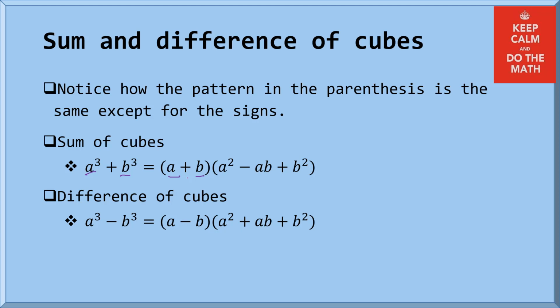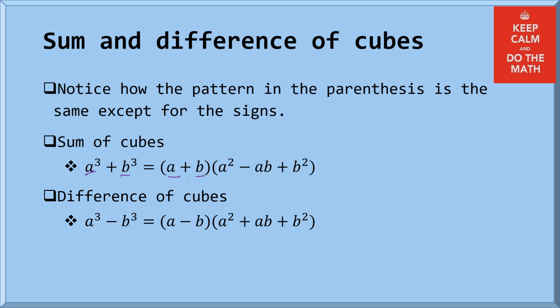Notice that in the sum of cubes, the first binomial matches. It has a plus sign in the original expression, has a plus sign in the binomial. The next open space to put a sign in is after a squared. That one needs to be a minus.